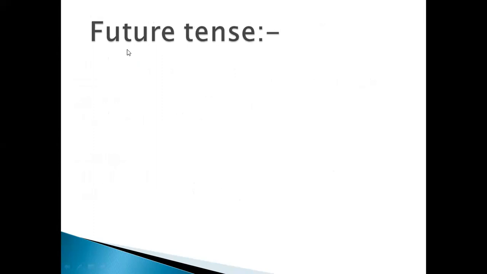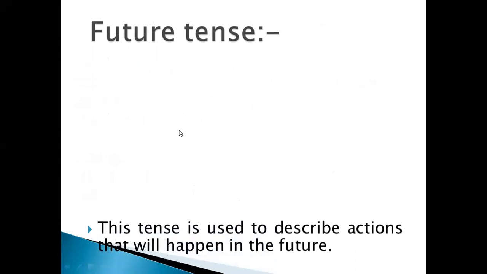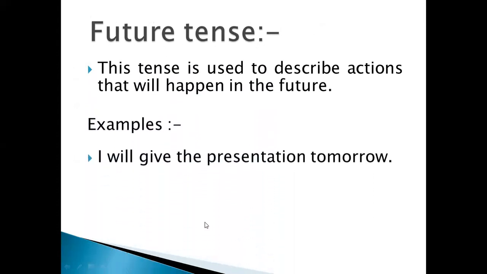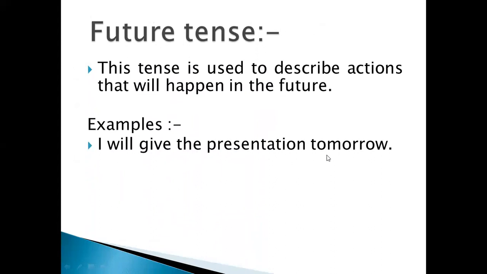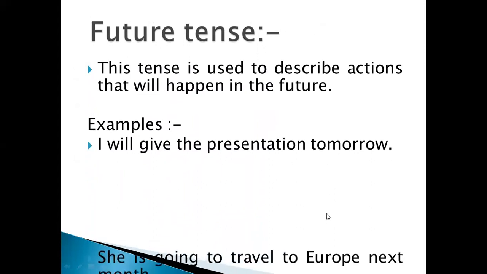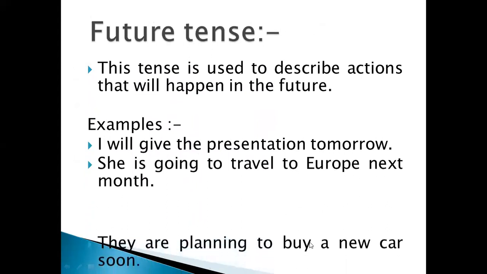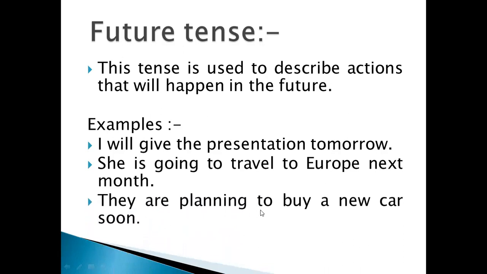The next tense is future tense. This tense is used to describe actions that will happen in the future. Examples: I will give the presentation tomorrow. She is going to travel to Europe next month. They are planning to buy a new car soon.